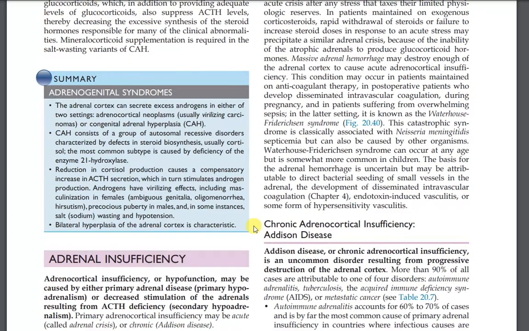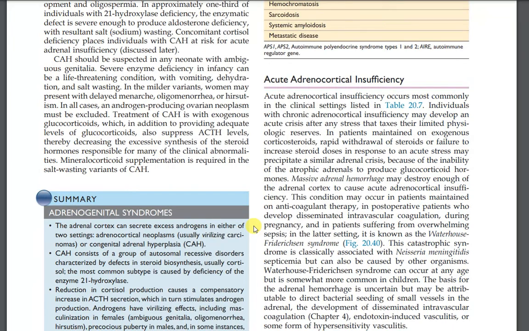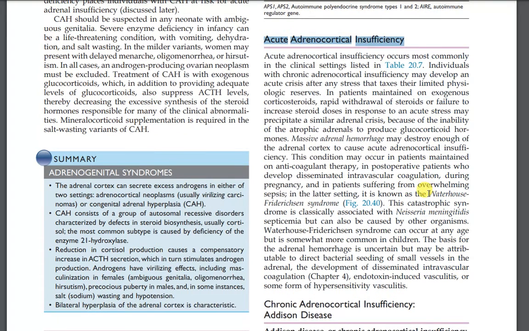Then let's talk about acute adrenocortical insufficiency. This syndrome is named Waterhouse-Friderichsen syndrome. A very important syndrome, please remember it. It happens in case of massive adrenal hemorrhage, which leads to apoplexy of this gland. Then the adrenal gland doesn't produce enough hormones, not only glucocorticoids but also adrenaline and epinephrine, which keep the blood pressure.